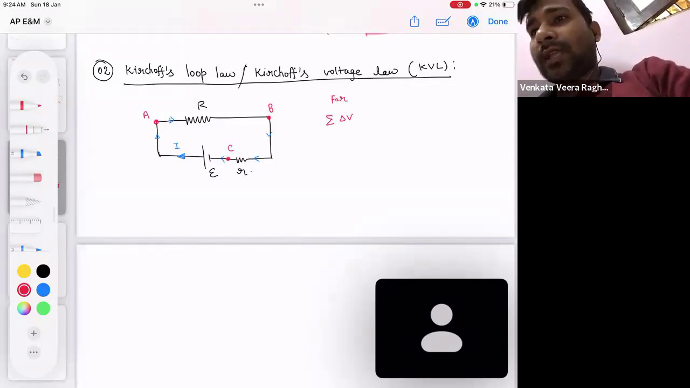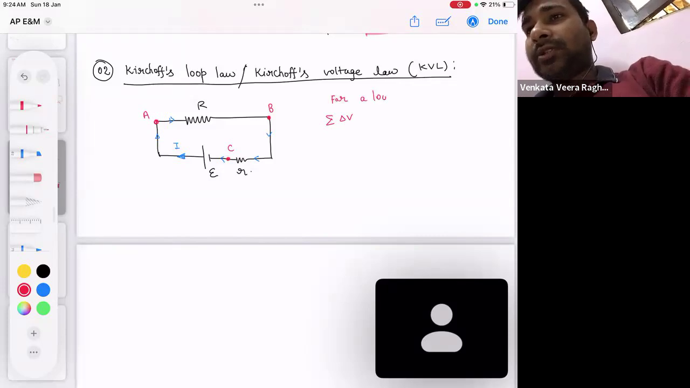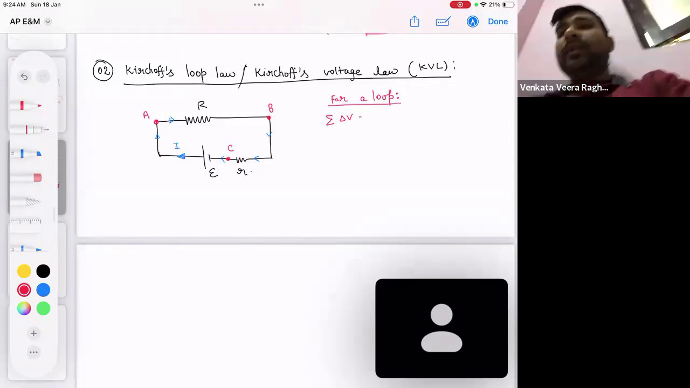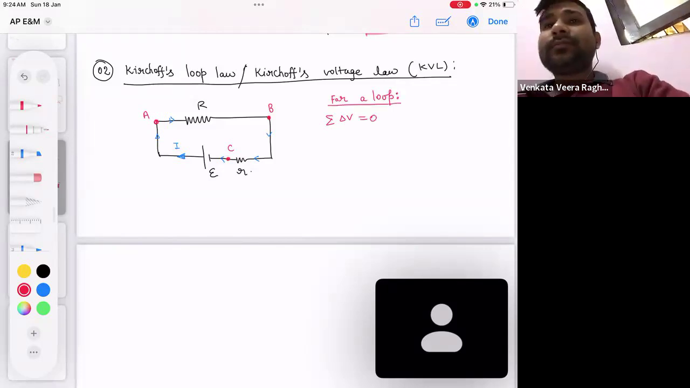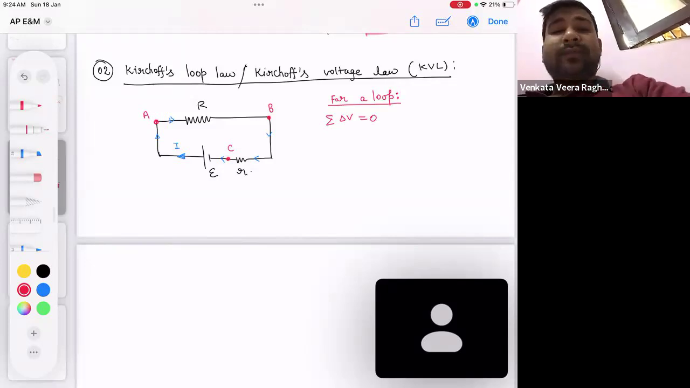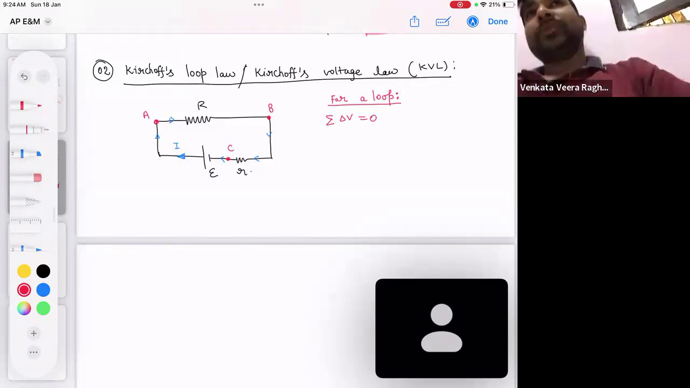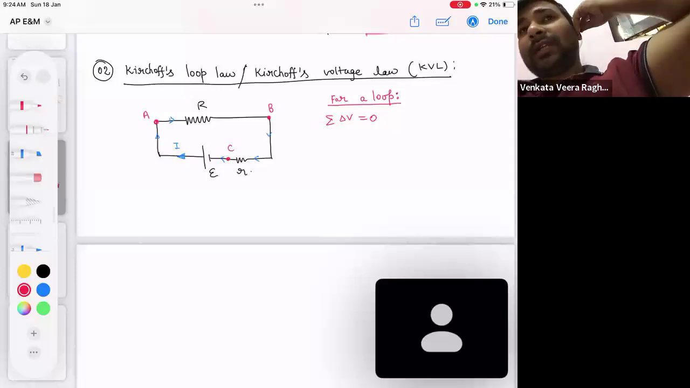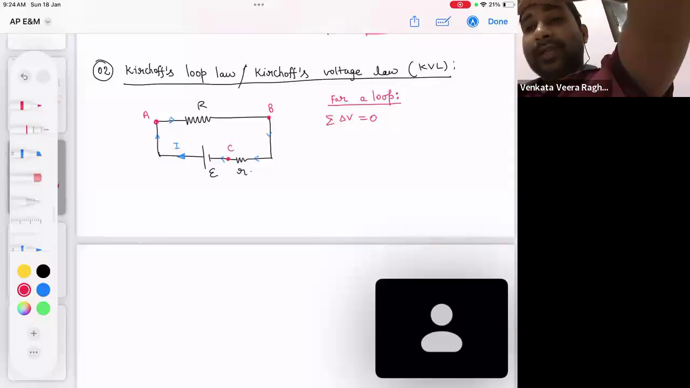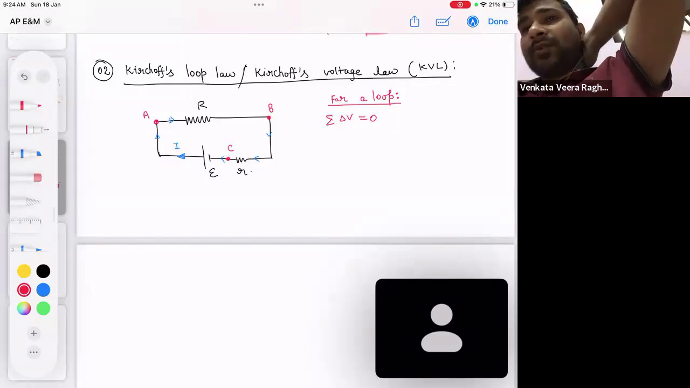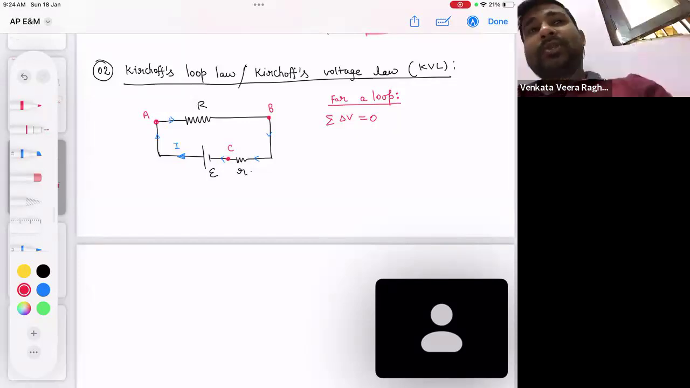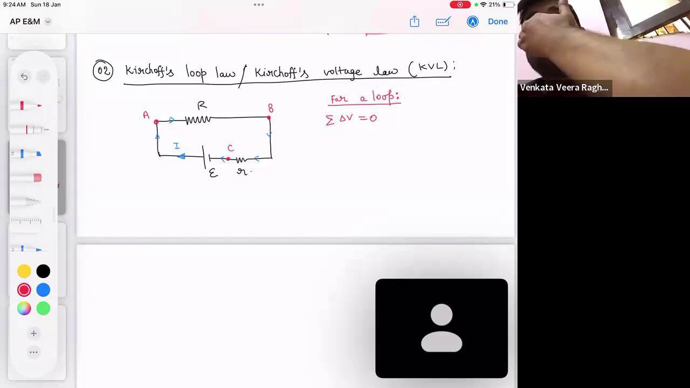Understood? For a given loop, what should happen? Summation of voltage drop should be equal to what? Zero. Zero means if you move in a loop, move in a loop means what? In a closed circuit, if you start from a point and you again reach the same point, right? Then that means the loop is completed.